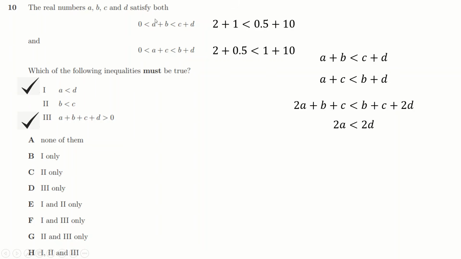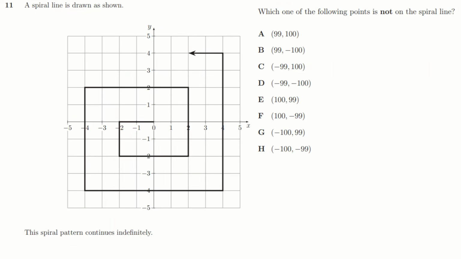If you look here, A plus B is bigger than 0, but C plus D is bigger than A plus B, which is bigger than 0, so C plus D is bigger than 0. And when you add two things that are bigger than 0, A plus B and C plus D, you're going to be bigger than 0. So this is just definitely necessarily true. So it's F, 1 and 3.